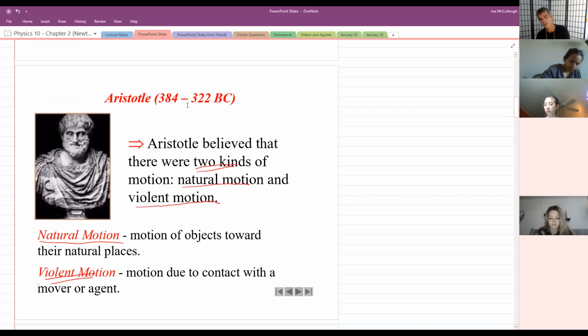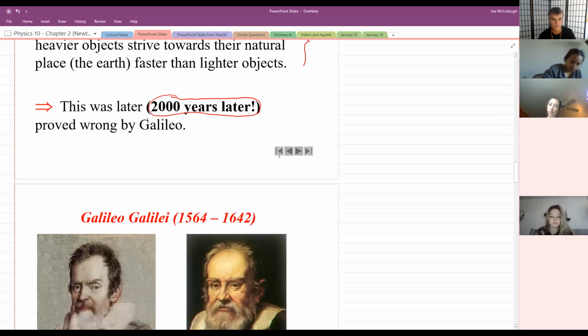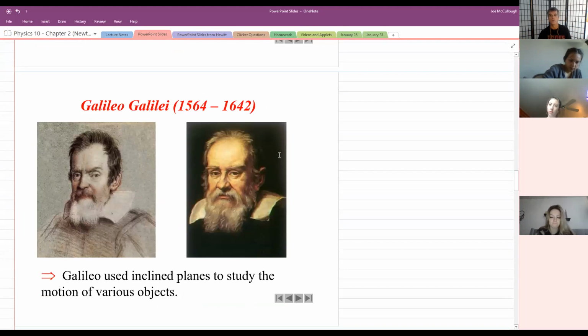Well, finally, remember, Aristotle is around 350 BC. So he was living 2,400 years ago. And then about 2,000 years later, Galileo was the first person to really start to think about whether or not Aristotle was correct. So Galileo was living in the late 1500s. And what he did is he studied the motion of rolling objects, using inclined planes.